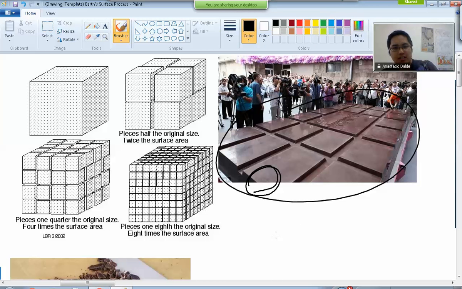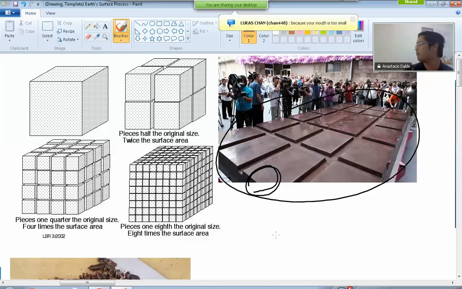Why would you break it up? It melts. Why would it melt faster? That's my question for you. Why does it melt faster if I break it up? It's smaller? Hmm.